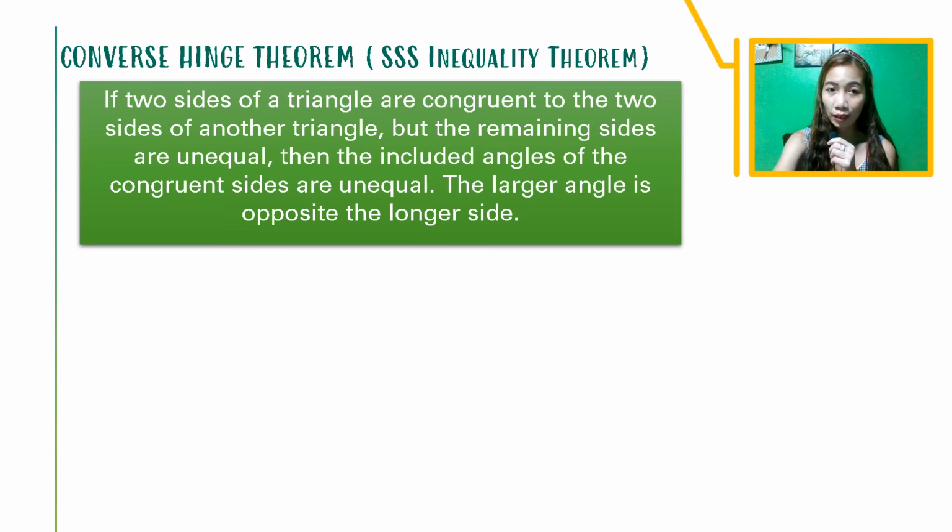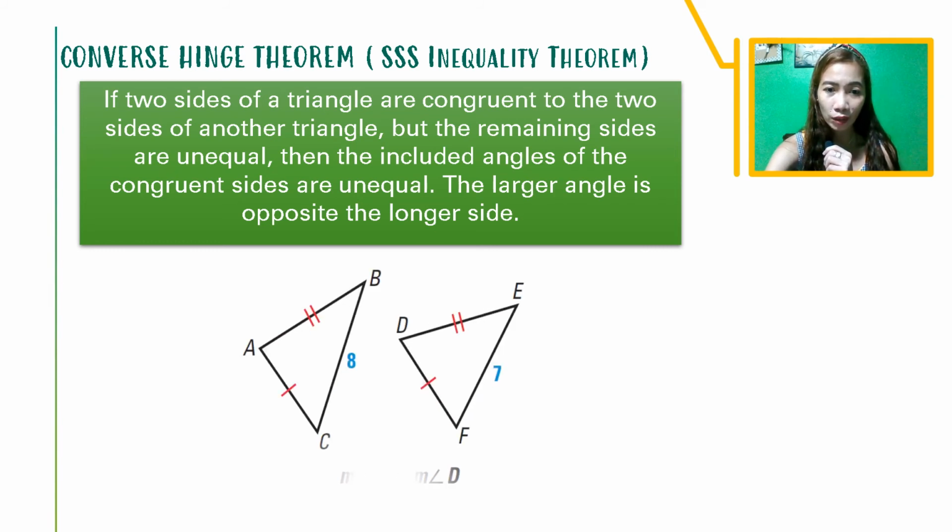So here again, we have two congruent sides for the two triangles. And then, to find the bigger angle, we look at the remaining side that has a different measure. Whichever is longer, of course, opposite that longer side is the bigger angle. So let's have this example.